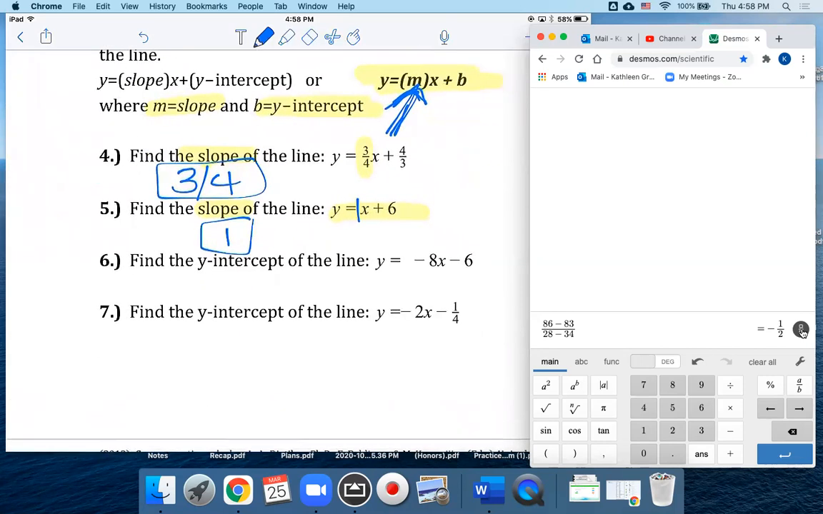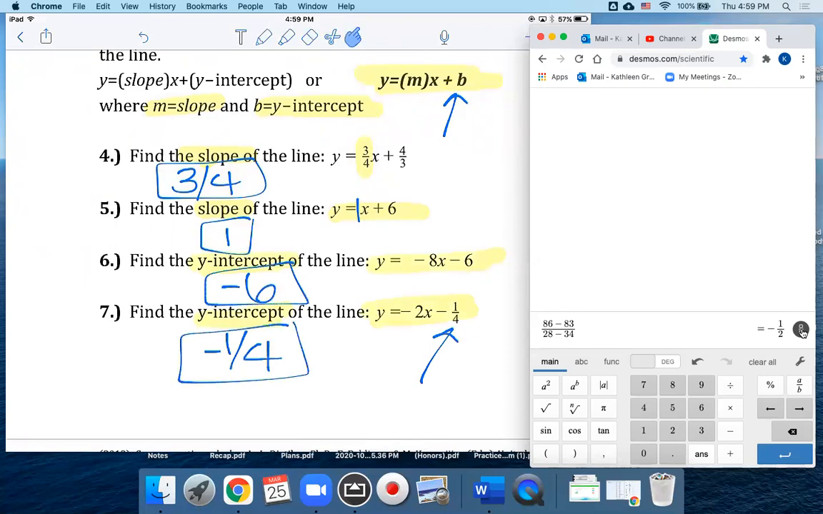All right, number 6 and 7, now we're looking at the y-intercept. So we're looking at the number added or subtracted at the end, and the sign is going to go with that number. So for problem 6, the y-intercept of y equals negative 8x minus 6 is going to be negative 6. It is that number added or subtracted at the end. Again, nothing to calculate, just identifying. And then the last one, same idea, y-intercept. We have y equals negative 2x minus 1/4. So we're looking at the value at the end, which is negative 1 over 4.